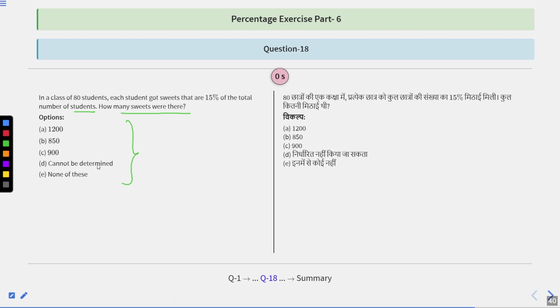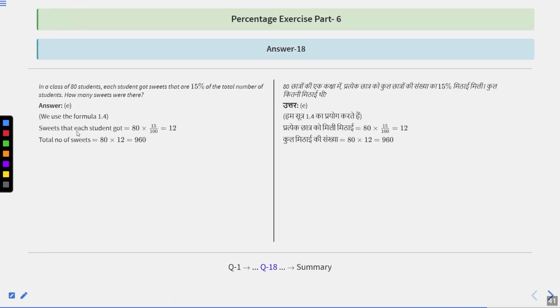Now time's up. Let's see the solution. According to the question, sweets that each student got is 80 multiplied by 15 upon 100, which is 12. And there are 80 students, so we multiply it. 80 into 12, which is 960. So that is the correct answer.